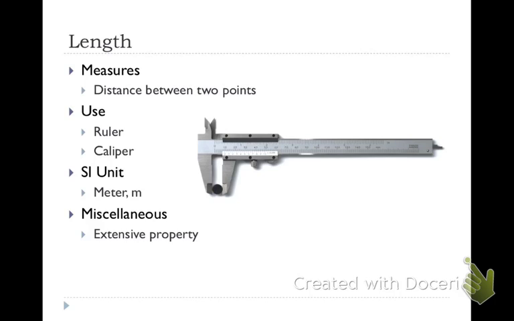So the first measurement we're going to talk about is length, and that's the distance between 2 points. We use a ruler or a caliper. On this image right here is a caliper. We put an object between the two little prongs, and using the ruler itself on the caliper, we determine what the length is. The SI unit for length is meters, or little m, and we call it an extensive property because it does depend on how much of that object that you have.